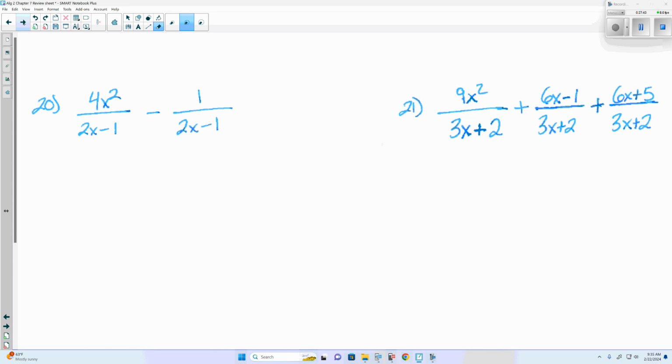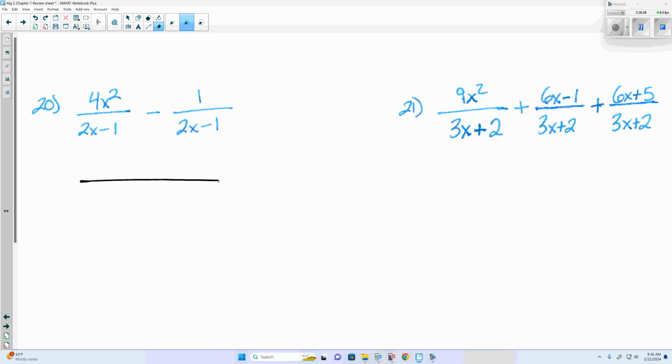Addition, subtraction. If the denominators are the same, we can go on adding and subtracting. Doesn't matter what they are. If they're the same, we can add and subtract. We don't have to do anything to it. Doesn't matter if it's just 2x minus 1 or 3x plus 2 here. If we have the same two sets of parentheses, go on and add or subtract. We don't have to do a thing to it.